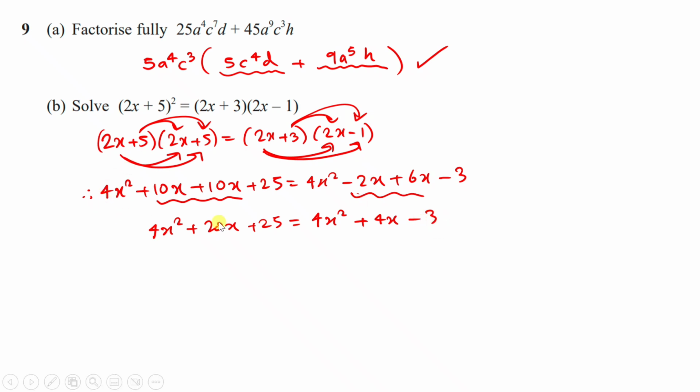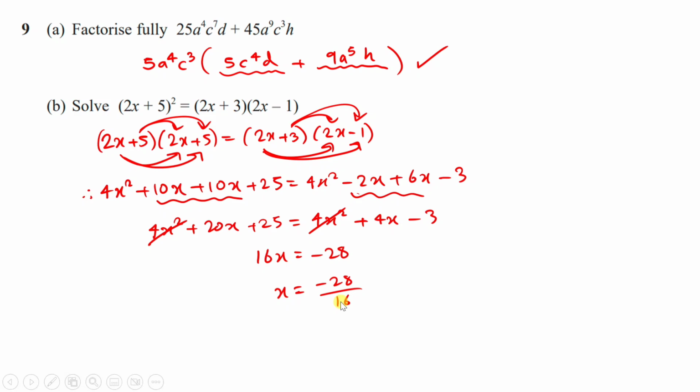Now, nice little trick. If you got the same x squared terms on both ends, or any term that's the same, like 4x squared, you can just cancel both of them out automatically here. Because you subtract it, it disappears. So you're just left with 20x plus 25 equals 4x minus 3. Now what I want to do, I want to subtract 4x across and subtract 25 across. So you're going to be left with 16x equals minus 3 take away 25, which is minus 28. And therefore x is going to equal minus 28 over 16.